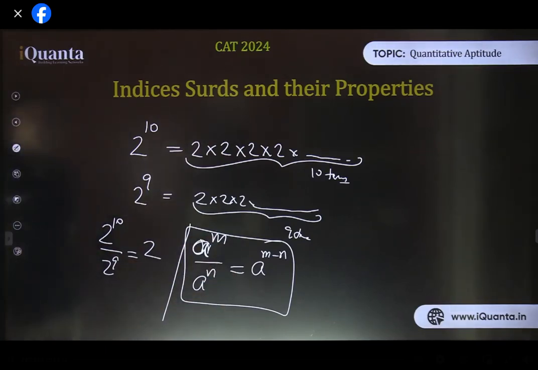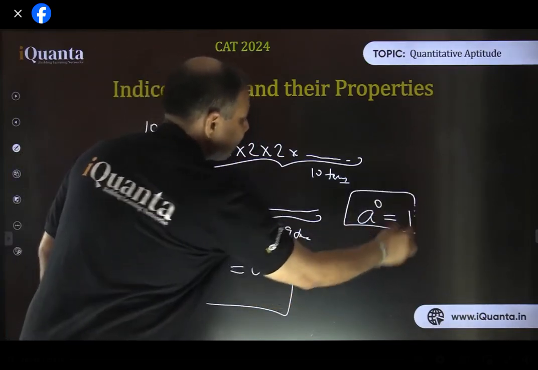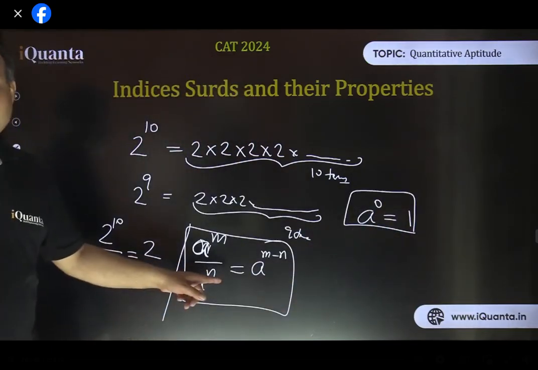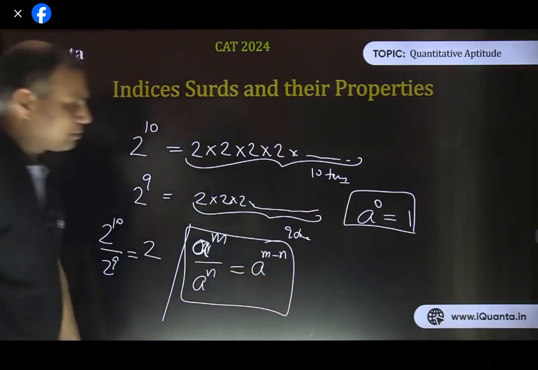Okay, one more thing. What about a power 0? Sometimes we just remember it is equal to 1. But why? If I put m in place of n, then a power m upon a power m is going to be 1. That's how a power 0 equals 1. So these are some of the basic identities.